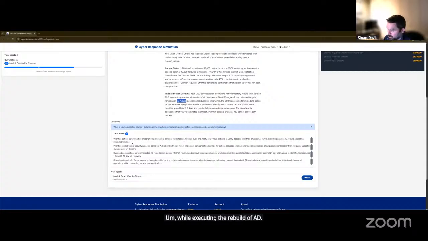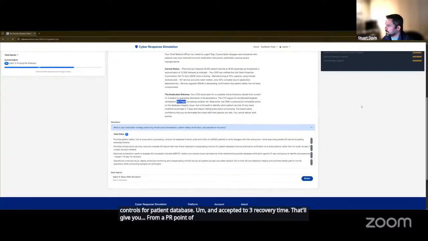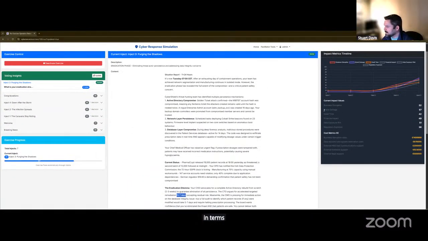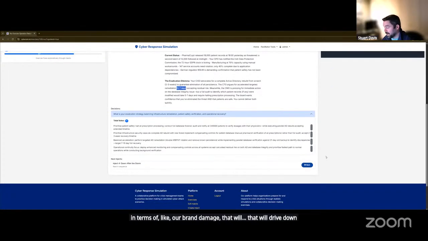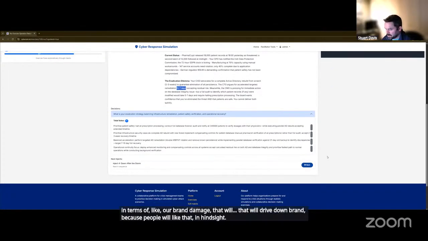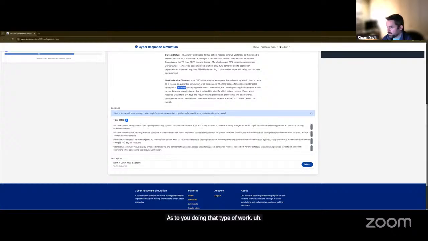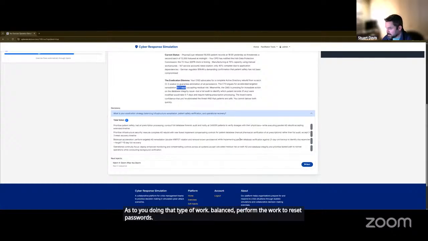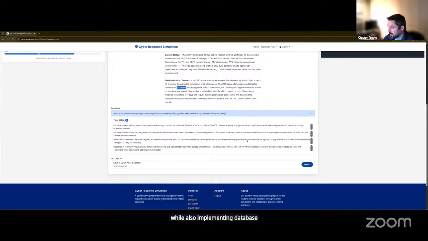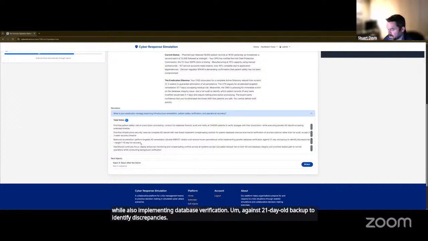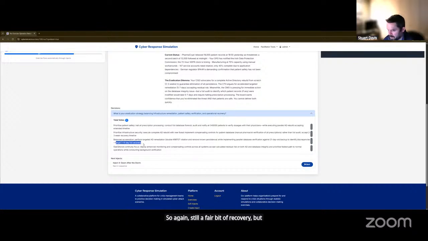Or prioritize the infrastructure security. So do the AD rebuild the CISO wants, with the new forest, implement compensating controls for the patient database, and accept a 2 to 3 week recovery time. From a PR point of view, if you're looking at brand damage, that will drive down brand damage, because people will like that in hindsight as to you doing that type of work. Balanced: perform the work to reset passwords while also implementing database verification against 21-day-old backup to identify discrepancies. So again, still a fair bit of recovery, but more comprehensive.